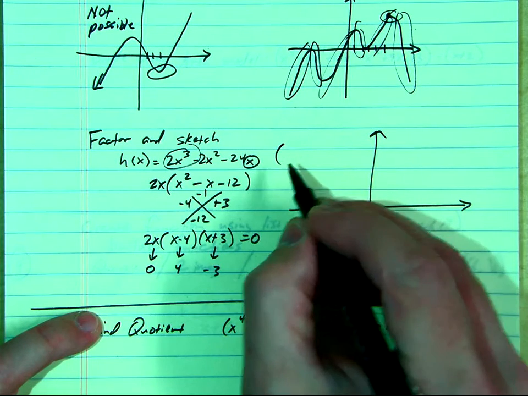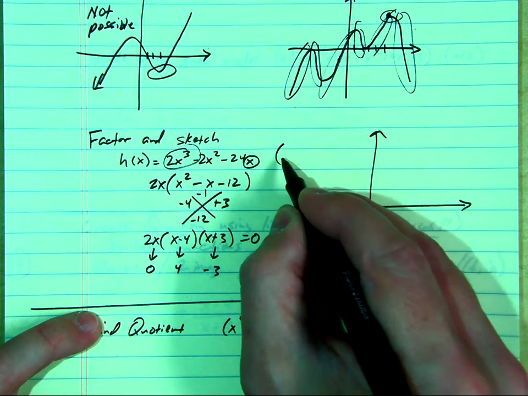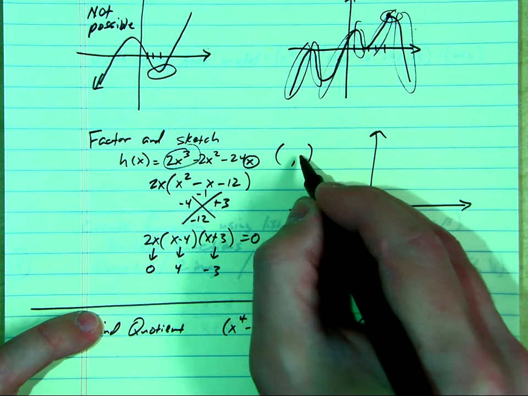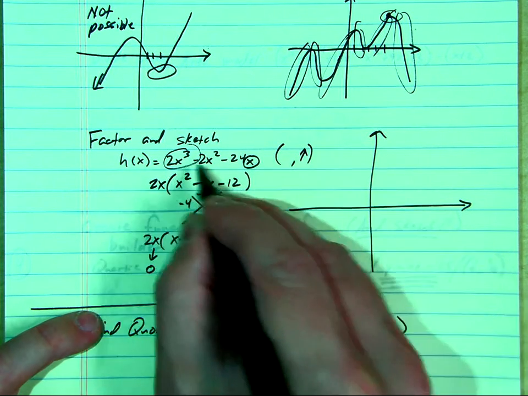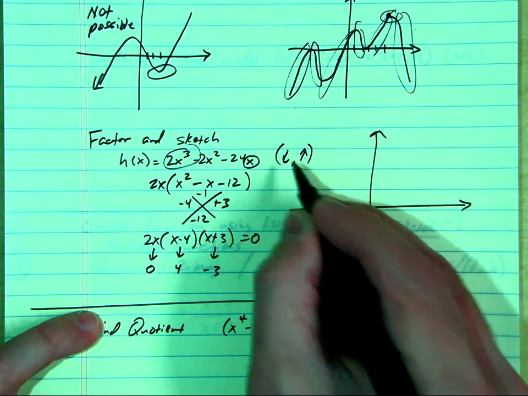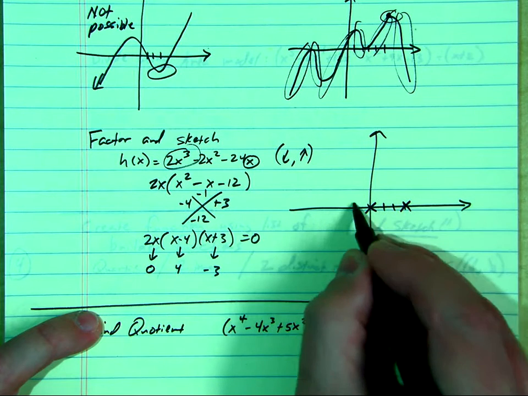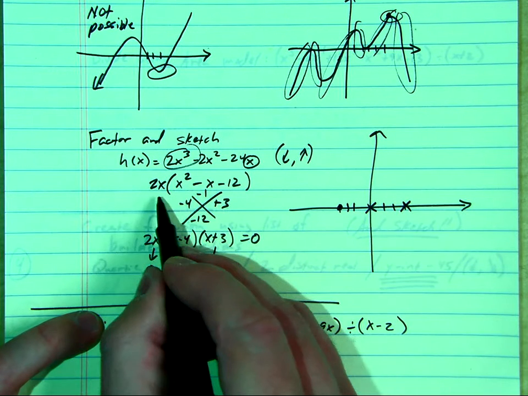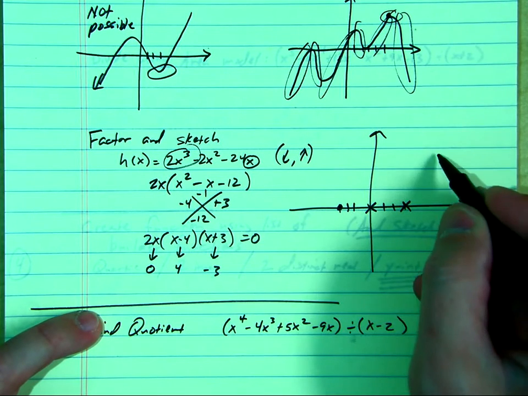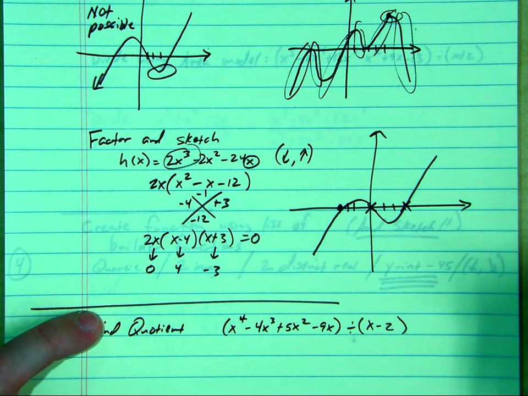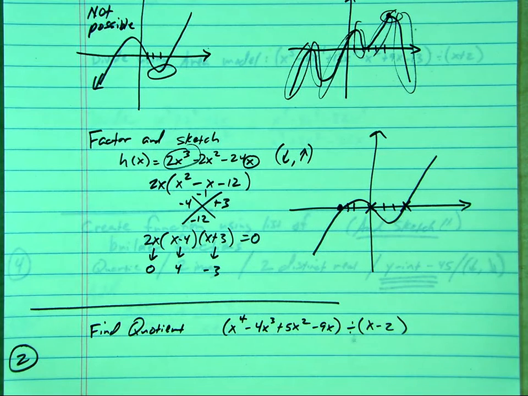What's the end behavior of this function? 2 means the right end is up. Odd means the left end is down. Let's plot our zeros there, and there. Do we have a y-intercept? Nope, it's right there because it's 0. We know this end behavior, so you just go. Done. Piece of cake, yeah? Do you guys remember all this stuff? Okay, that's it for that video.